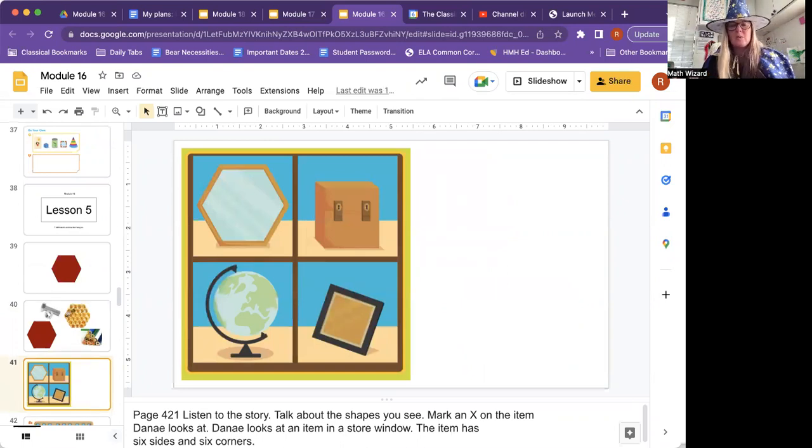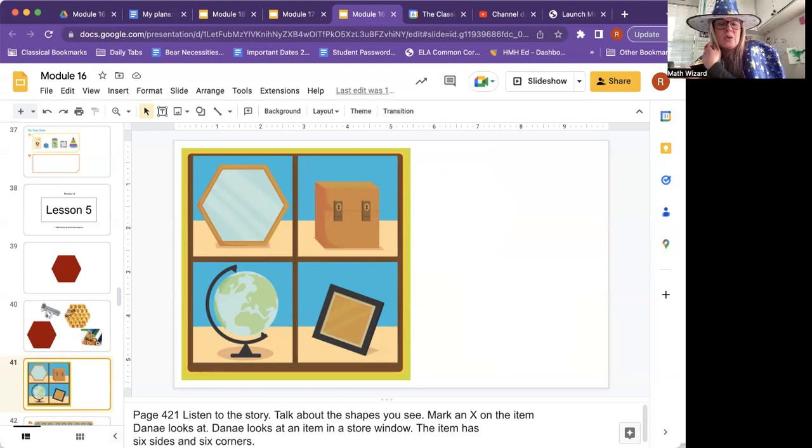All right, you're on page 421. Let's talk about the shapes we see. I see 4 different shapes. 2 of them are 2-dimensional, which means flat. And 2 of them are 3-dimensional, which means solid. All right, mark an X on the item Danae looks at.